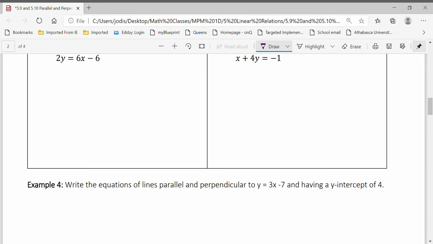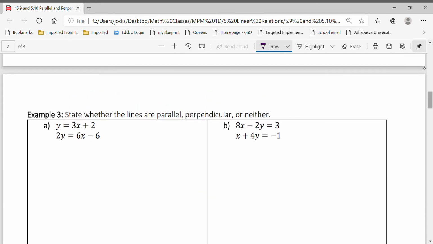Okay, so next we want to be able to state whether the lines are parallel, perpendicular, or neither. So if we take a look at A, we have two equations here. We want both equations in y = mx + b form because we want to compare their slopes, right? That's how we're going to be able to tell whether they're parallel, perpendicular, or neither. This first one's already in y = mx + b form, so we don't have to do anything. Let's just state its slope, which is 3.